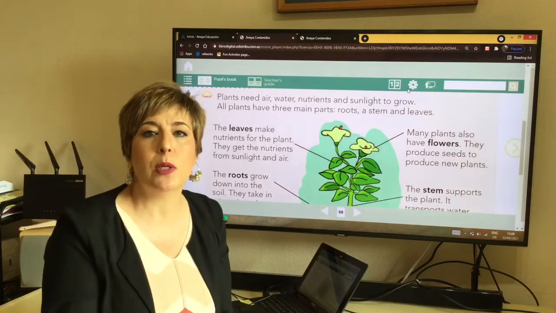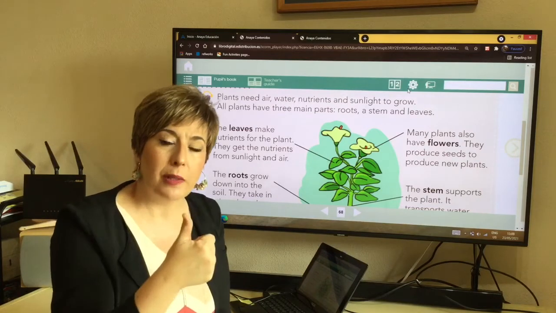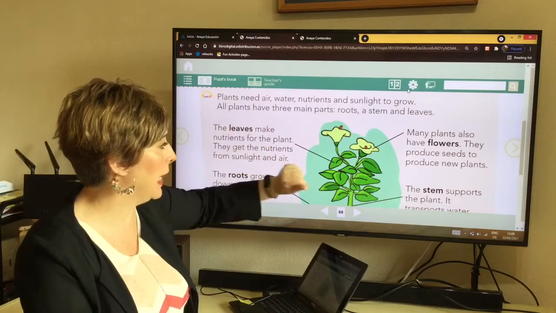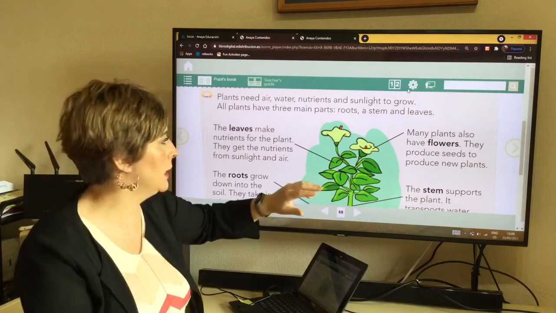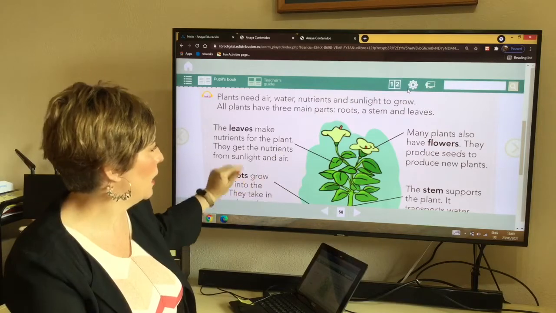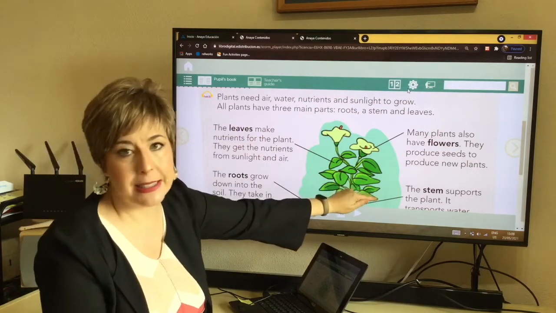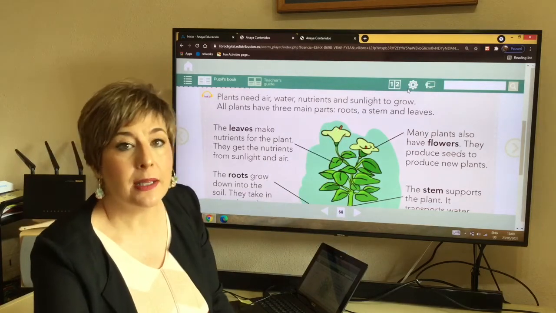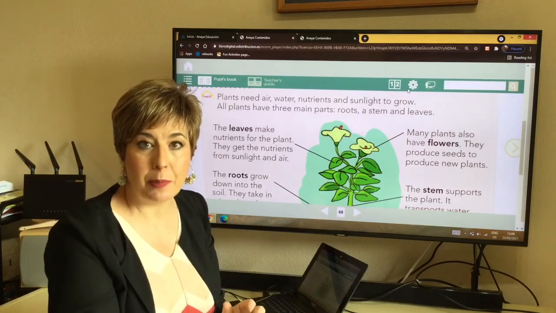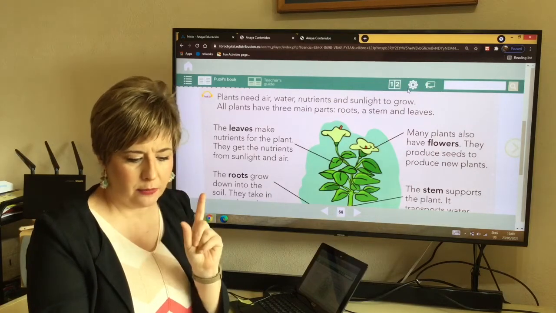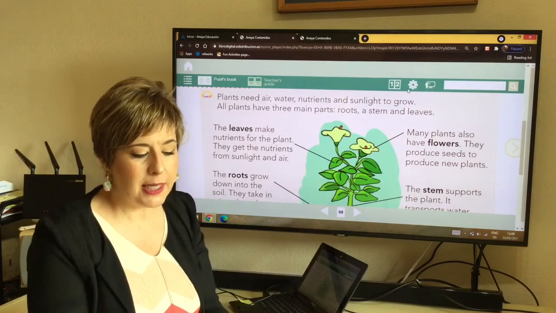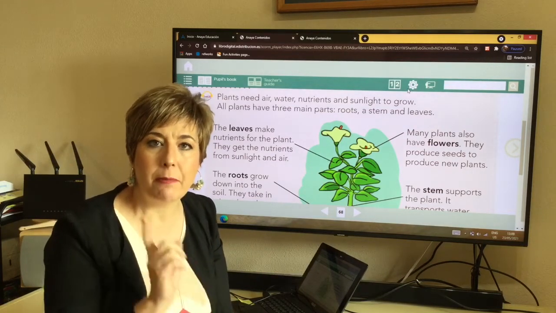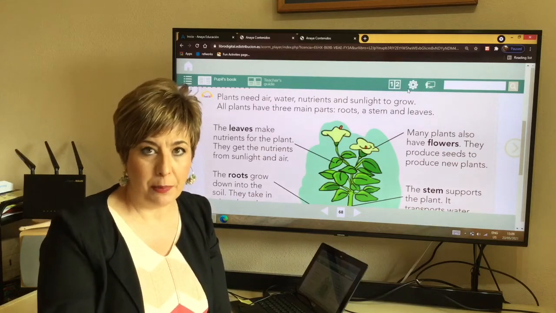In this unit, we have studied the parts of the plant, which is very easy because plants have three main parts: the root, the leaves, and the stem. And then we have also studied the flowers. We have studied also the parts of the plant that we eat, which is very important. We have studied the flower. What is the flower? The flower is the reproductive organ of the plant.